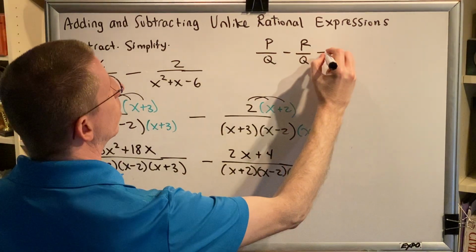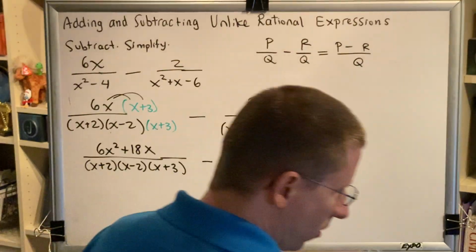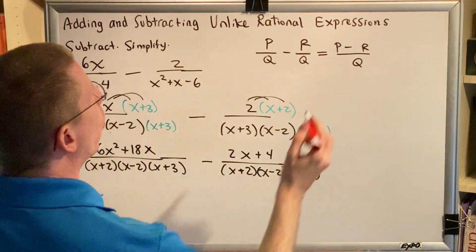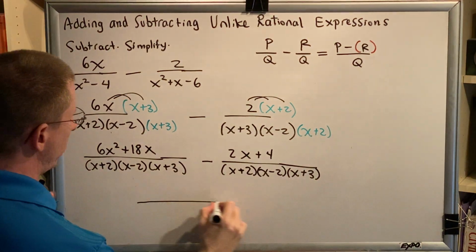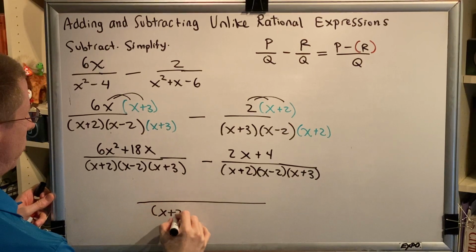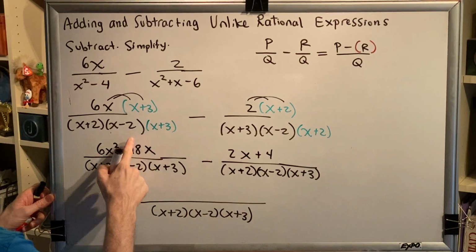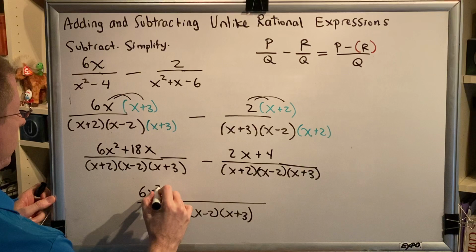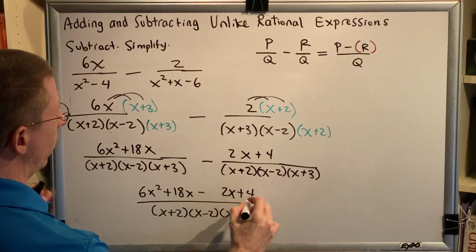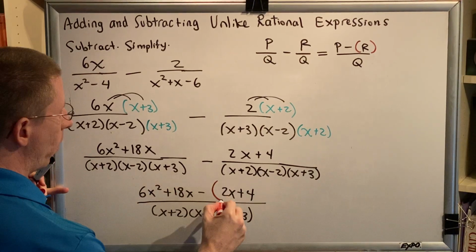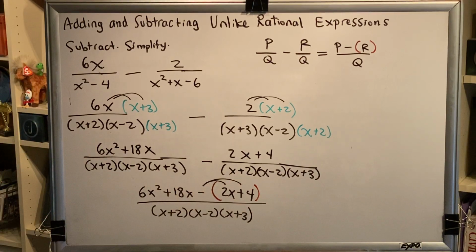Now we can use this rule. Keep the common denominator, subtract the two numerators. And if your second numerator is more than one term, then you must put it in parentheses. So we're now going to keep the common denominator, x plus 2, x minus 2, x plus 3, and we're going to subtract the two numerators, 6x squared plus 18x minus the 2x plus 4. And because 2x plus 4 is more than one term, we have to put it in parentheses so that the subtraction is distributed to both of its terms.